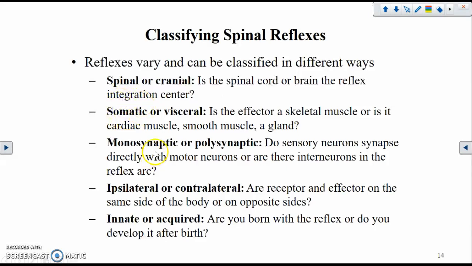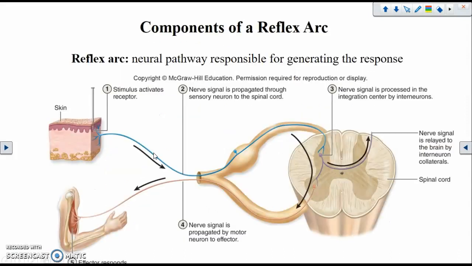Okay. Now the second thing is called monosynaptic or polysynaptic. So I'm going to go back a little bit. Okay, this is a polysynaptic reflex, and the reason why is, if you look at it, synapse again is the connection between two. How many connections do you see here? You see 1, you see 2. That's polysynaptic.